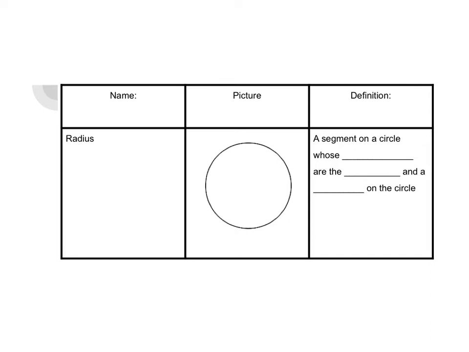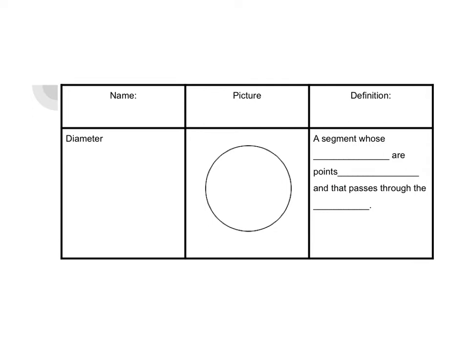For the definition, a radius is a segment on a circle whose endpoints are the center of the circle and a point that is on the circle. Translating our definition to our diagram, we're going to label the center of our circle. We'll call that O. And then we have a point on our circle, which we can call point A. And by connecting our center to that point, we have now drawn the radius.